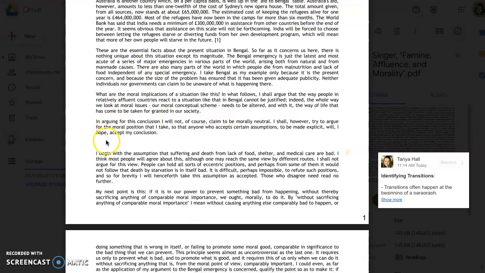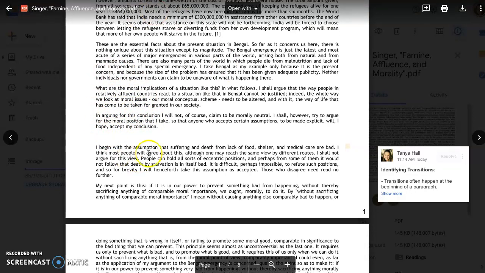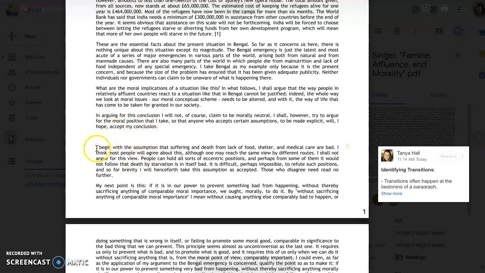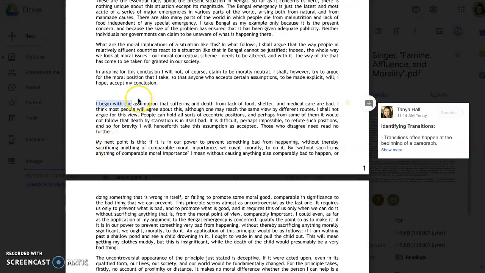There's also a little added space here, which feels like a conclusion. We've got the components of an introduction, there's an extra little space here, and then this begins with "I begin with." So pretty sure we're on to the body. "I begin with the assumption that suffering and death from lack of food, shelter, and medical care are bad."